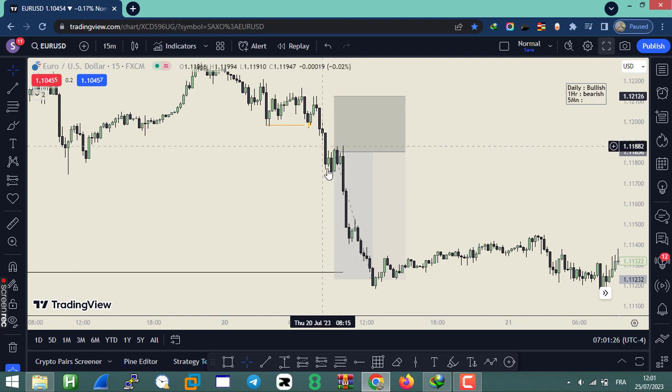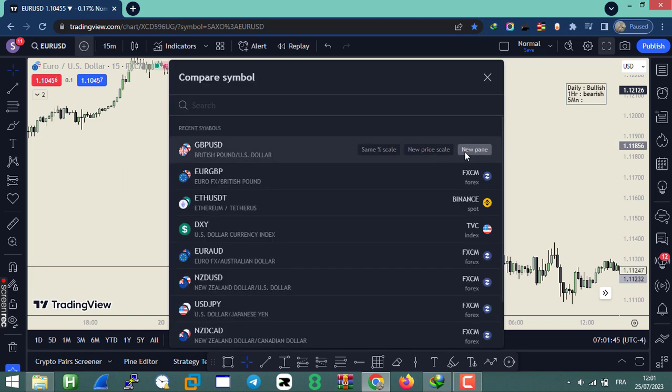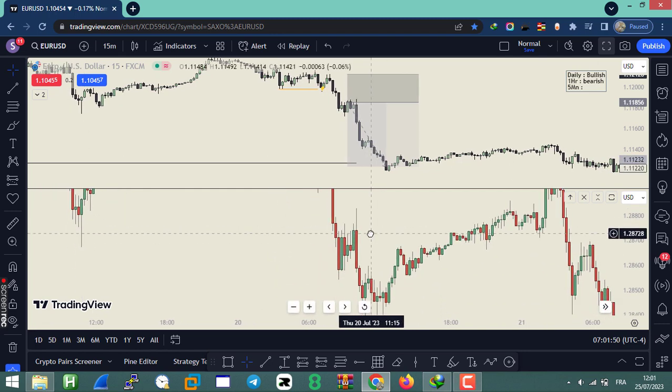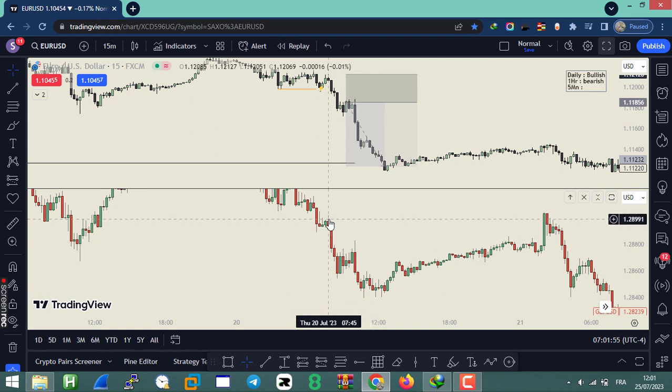So we have a market structure shift, and we are interested in taking a short position from this fair value gap right here. Now, most traders trade EUR/USD and GBP/USD, and they monitor them at the same time. If we pull out the GBP/USD chart, you can see that the same setup presented itself here. So we have a displacement, leaving a fair value gap behind, and now we are retracing to this fair value gap.